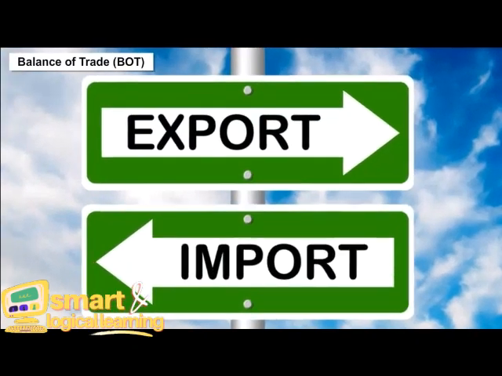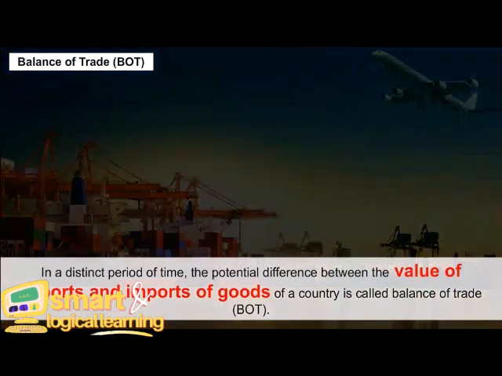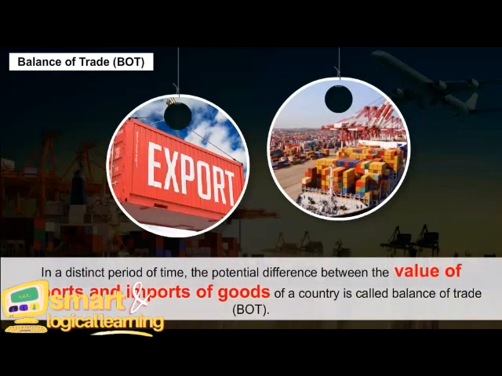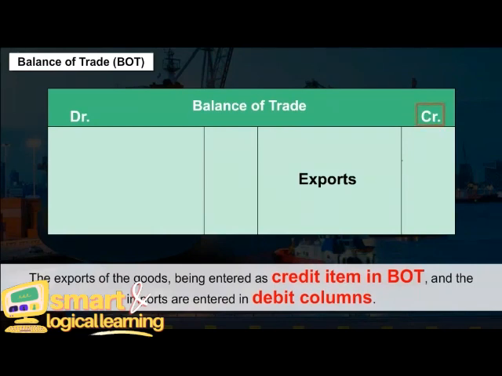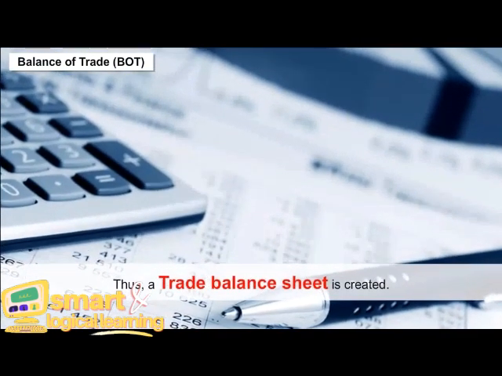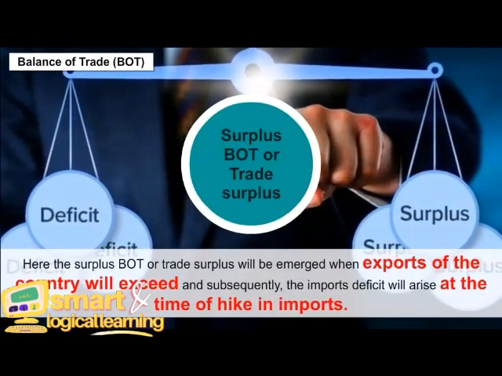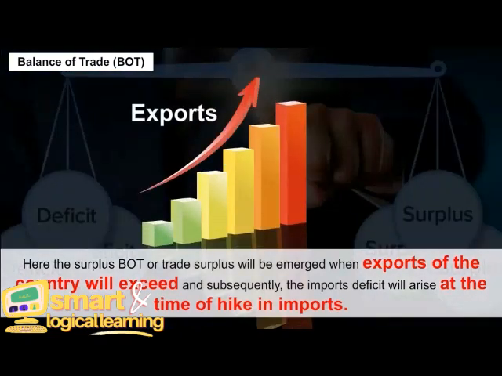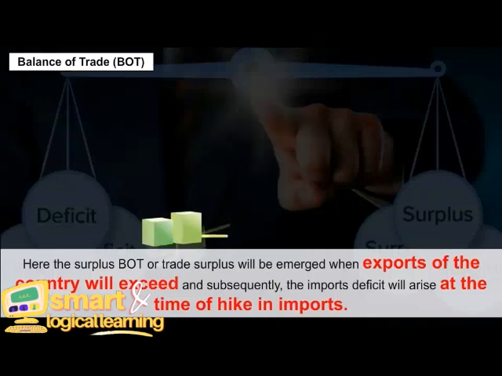Balance of trade, BOT. In a distinct period of time, the difference between the value of exports and imports of goods of a country is called the balance of trade, BOT. The exports of goods are entered as credit items in BOT and the imports are entered in debit columns. Thus, a trade balance sheet is created. Here, a surplus BOT or trade surplus emerges when exports of the country exceed imports, and a deficit will arise at the time of a hike in imports.